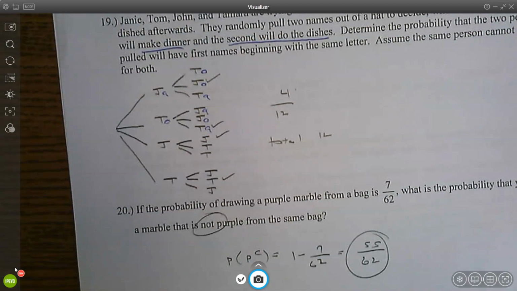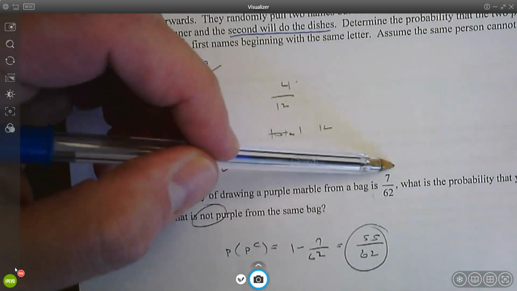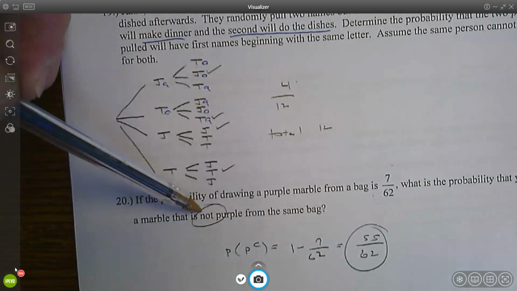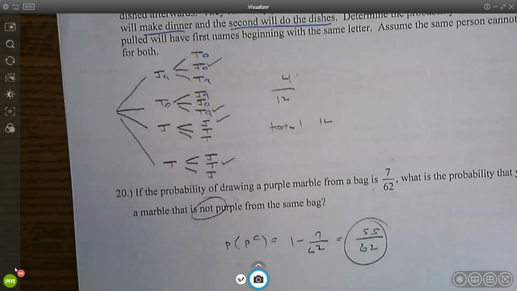And then question 20 just goes back to the complement idea. The probability you pick a purple marble is 7 divided by 62. What's the probability it's not purple? So the complement, 1 minus that, 55 divided by 62.